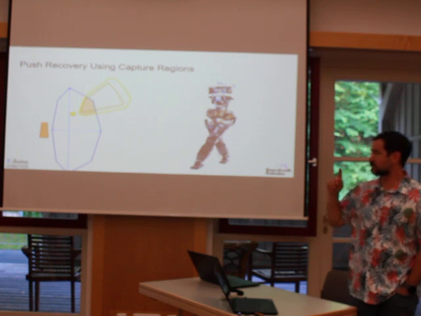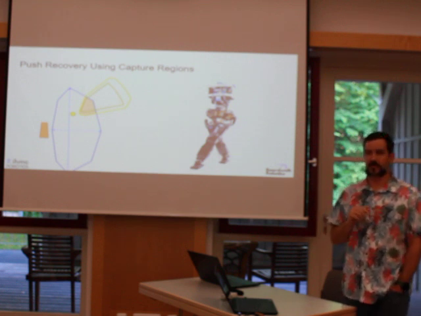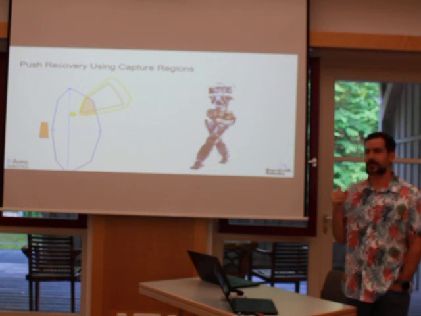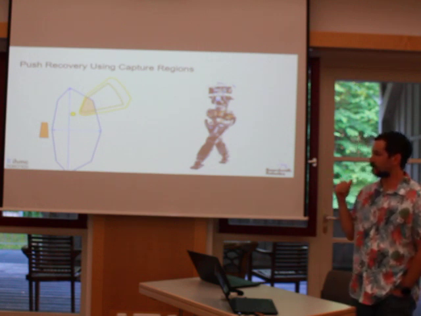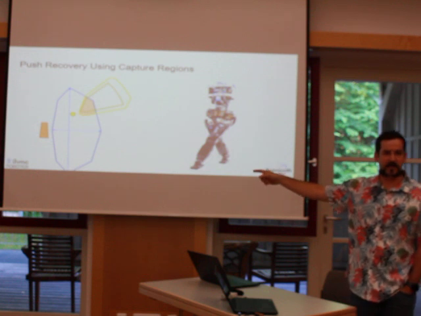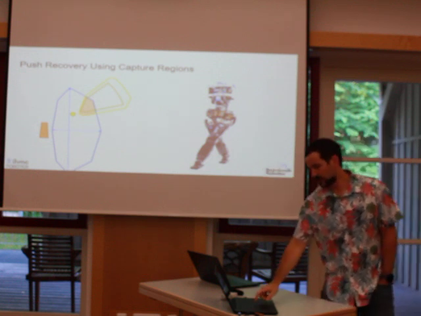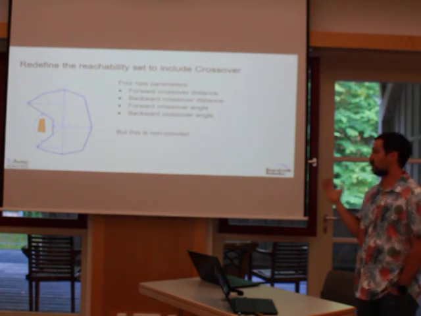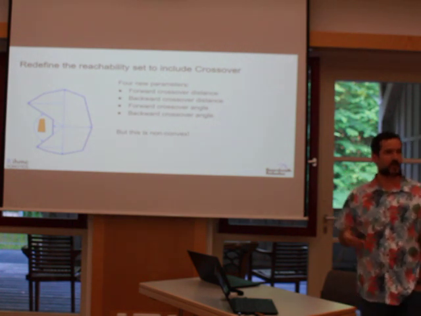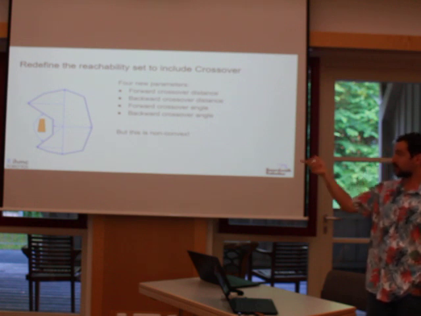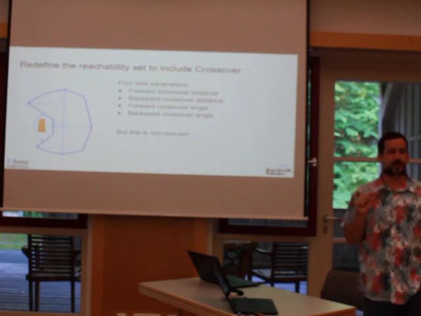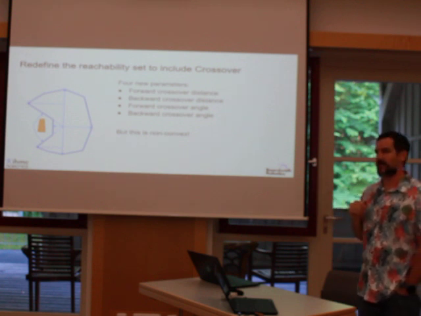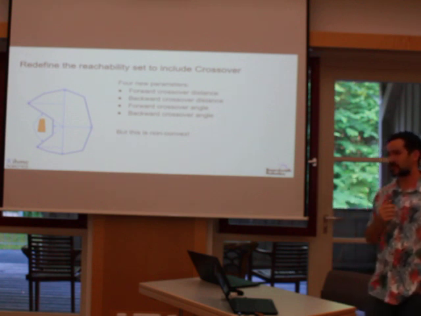One of the things that doesn't take into account that we want to exploit is we spent a whole lot of effort trying to make the kinematics of the robot able to do crossover steps, and our reachability area is completely not taking that into account. So to do that, we can introduce some additional parameters, so things like crossover distance and crossover angle for both forward and backward. But the problem is this makes that capture region, or the reachability area, really non-convex. If you want to do simple math, you can't really get an intersecting area very easily.